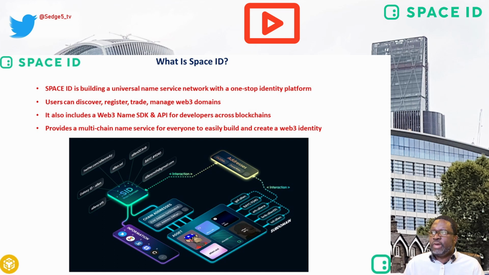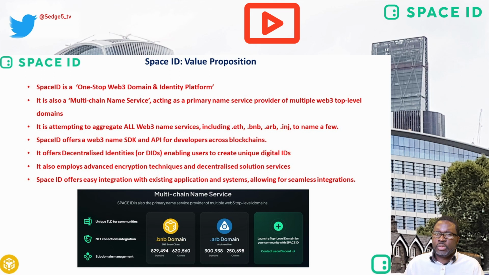Let's jump into some value propositions for Space ID, and by the way, they're all going to be brief because we've got limited time. One of the value propositions is that Space ID is a one-stop Web3 domain and identity platform. The next one is that it is also a multi-chain name service, acting as a primary name service provider for multiple Web3 top-level domains. It is attempting to aggregate all Web3 name services, including .eth, .bnb, .arb for Arbitrum, and .inj for Injective, to name just a few.